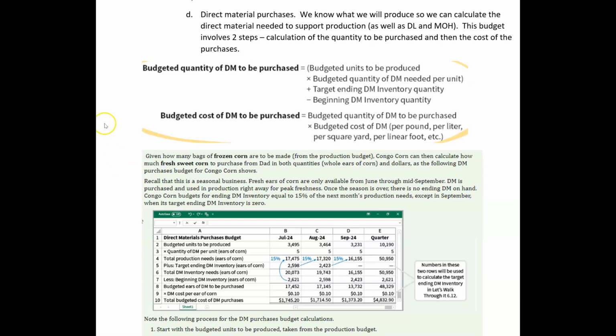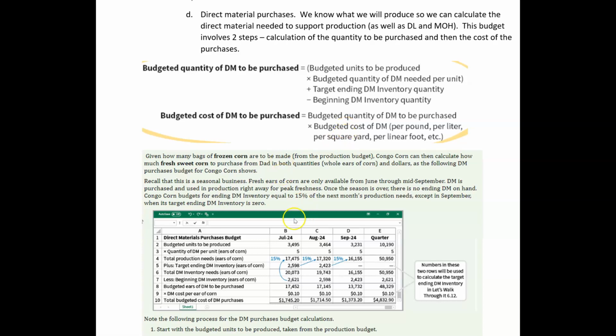Okay, the next piece that we need to get straight is after you figure out how much you need to produce, then you've got to figure out, well, what do I need to buy to support production? And this is direct material purchases. The budget involves two steps that they illustrate here. This is right out of your text. Calculation of the quantity to be purchased, and then once you've got that quantity, you can multiply it by the cost.